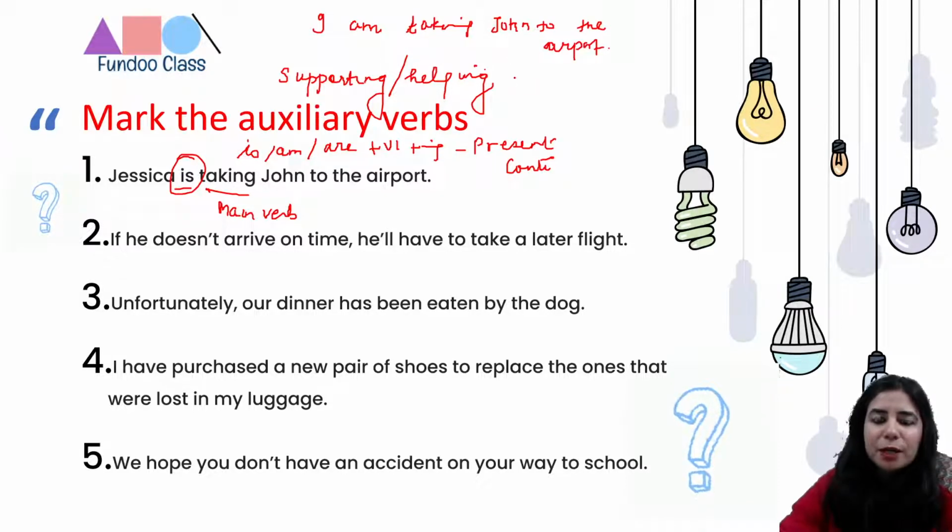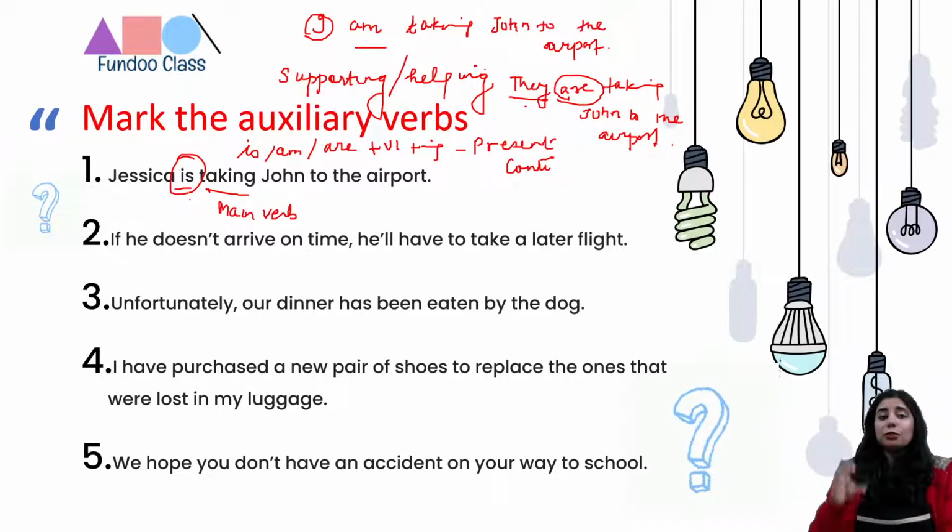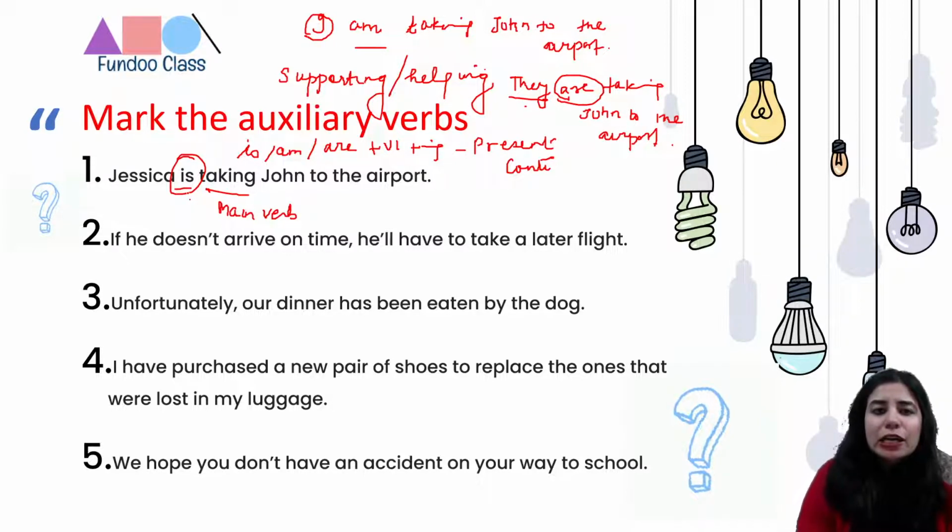And if I make a statement like this, they are taking John to the airport, right? So you're going to understand that they is a plural subject. So with plural, are will be the auxiliary verb. With I, am is going to be the auxiliary verb, and with any singular subject, is is going to be the auxiliary verb, especially when we talk about present continuous. So in between, I will just give you some quick information so that when we discuss tenses in detail, you are slightly comfortable, right? You know a little details so that you feel a little confident in the class, right?